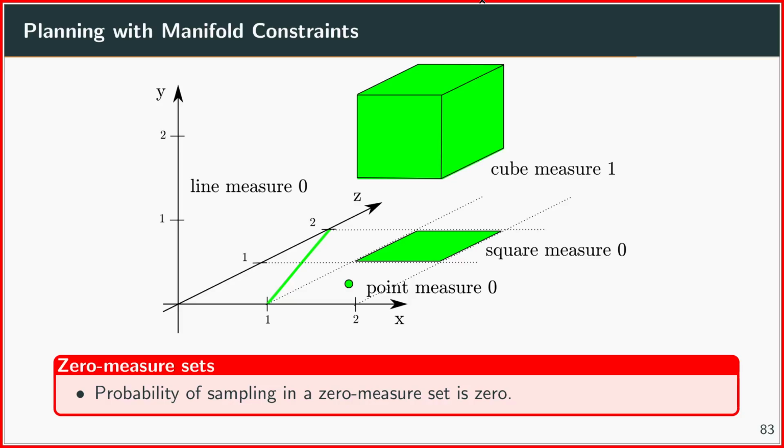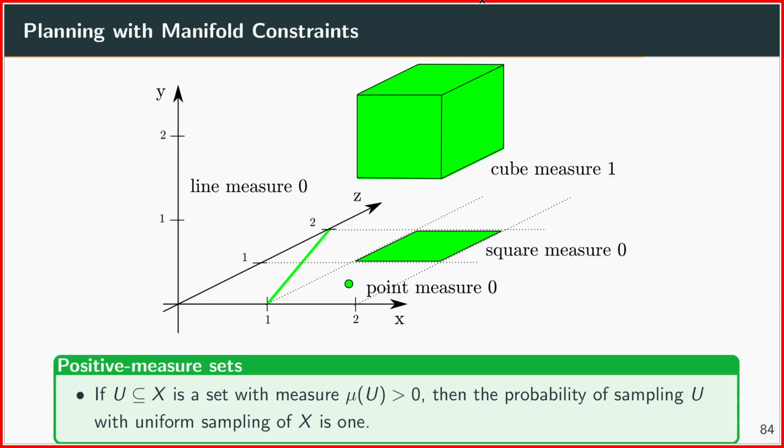And why did I even talk about zero measure sets? Why is that important? It is important for motion planning because the probability of sampling in a zero measure set is exactly 0. So if you have sets where you need to stay with your robot in one of those sets, you can't explicitly sample them because your probability of sampling them becomes 0.